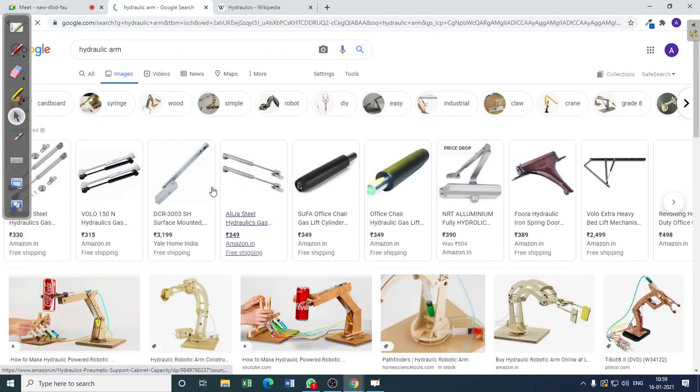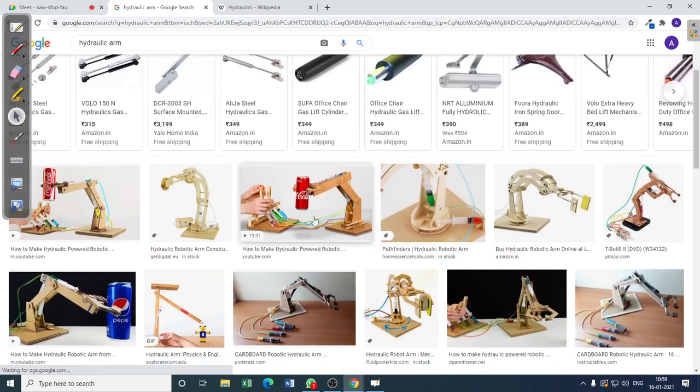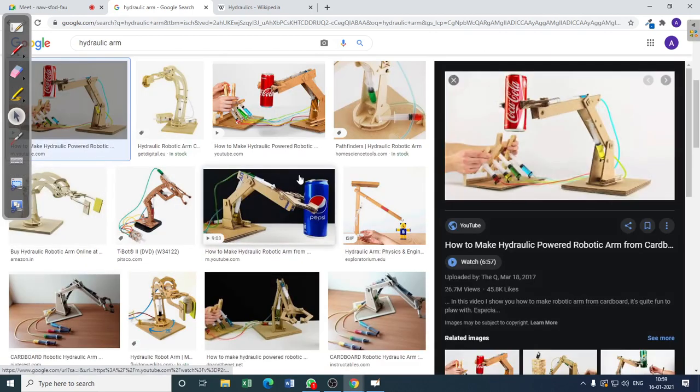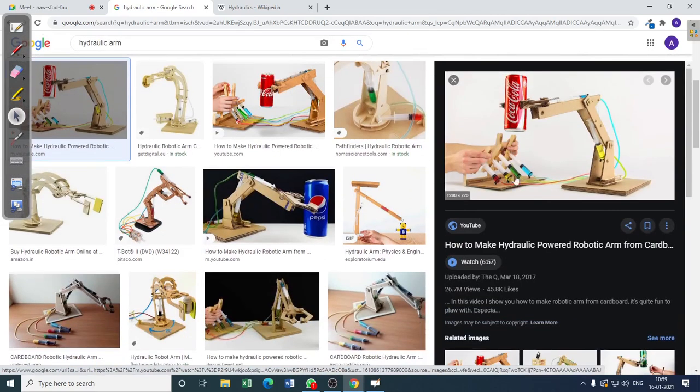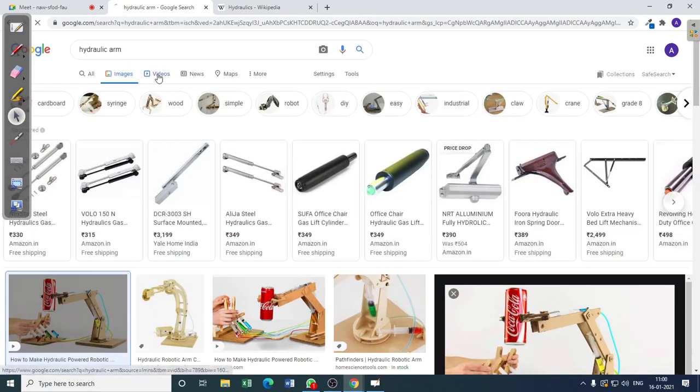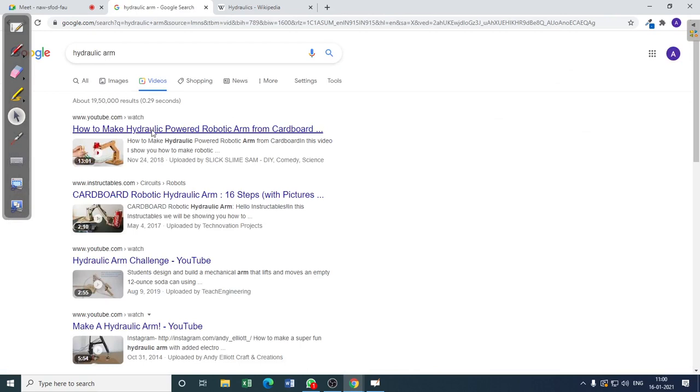Hydraulic arm. People have made this. You can see it in YouTube videos. This was very popular. You can see in this picture that 4 syringes have been used, fitted with 4 other syringes at different portions of the arm. Now, let us go and check the video. This one is probably the demonstration here.